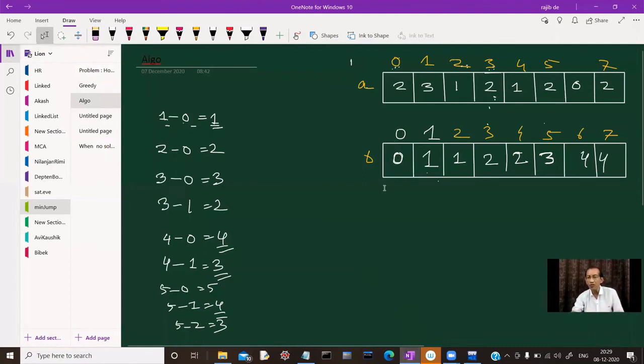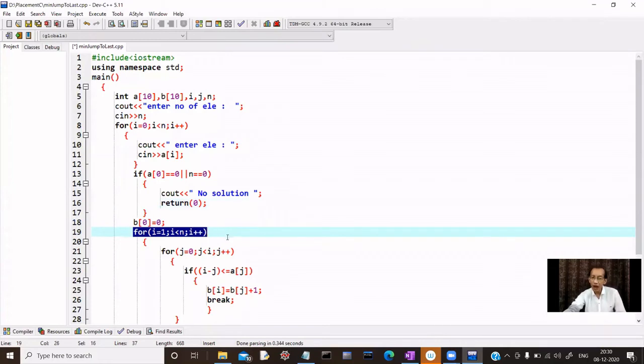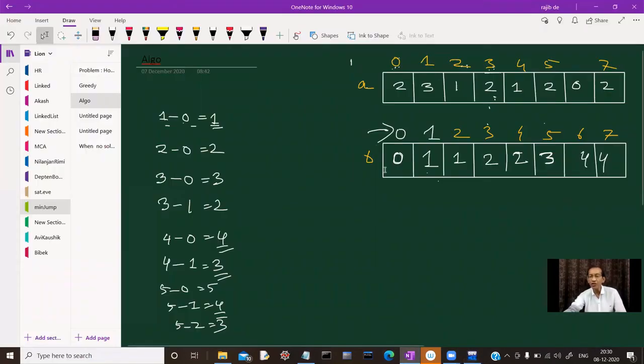Otherwise, you are coming here, and as we discussed, the first location of B must be 0, because you don't need any jump to reach the 0 location. And now you are running a loop from i equal to 1, going up to the last location. Why from i equal to 1? Because we need to populate these values starting from 1. That means you are populating the solution array from index 1 and going up to the last value. That means if n is equal to 8, you are reaching up to 7.